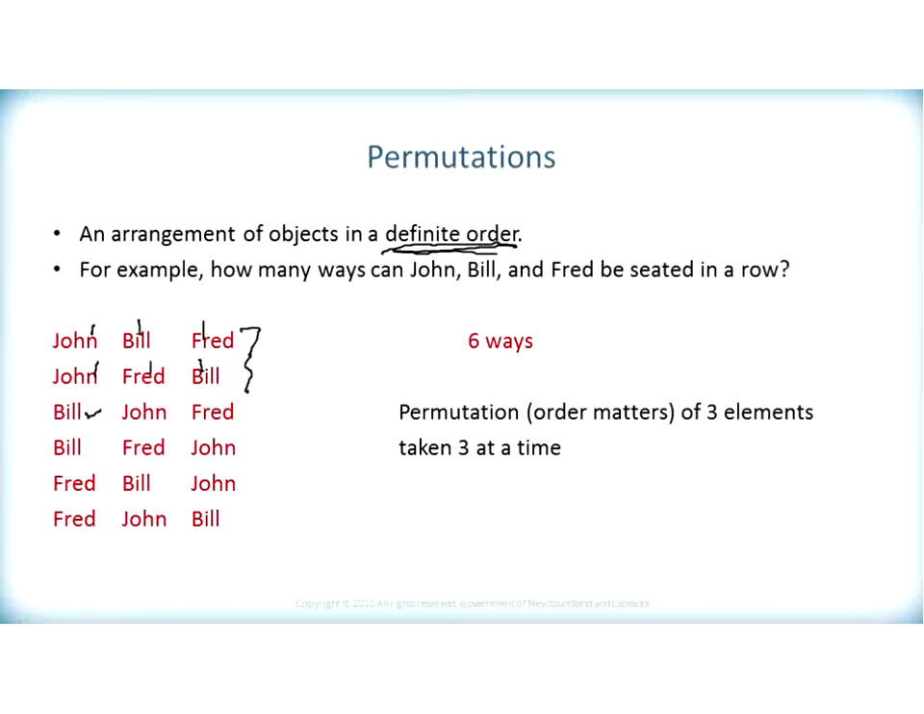We could put Bill in the front, then John, then Fred. Bill remains in the same seat, but yet Fred and John could change. Once again, all different arrangements. Fred can then go in the front, Bill in the middle, and then John. Fred, John, and then Bill. We see that there are 6 different ways. It is a permutation of 3 elements taken 3 at a time.